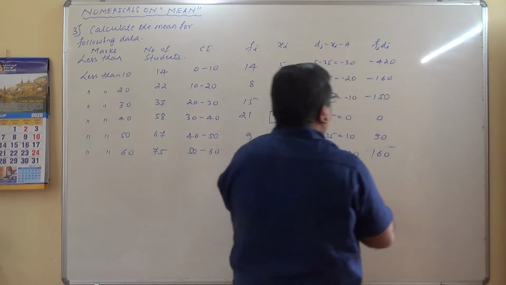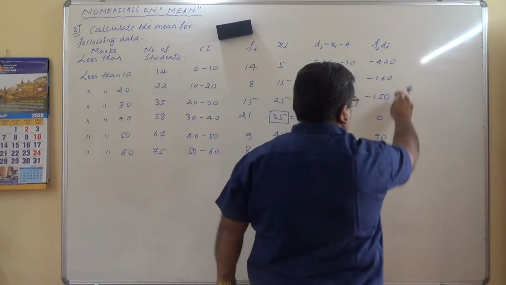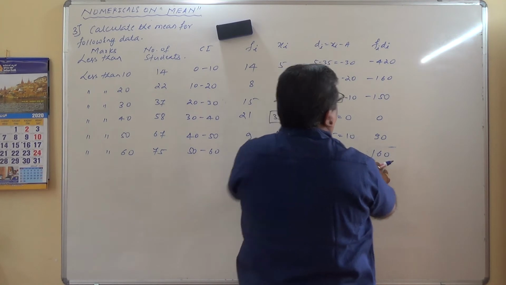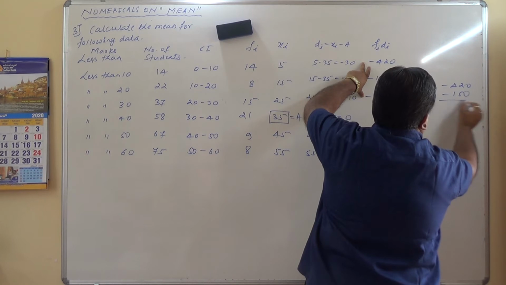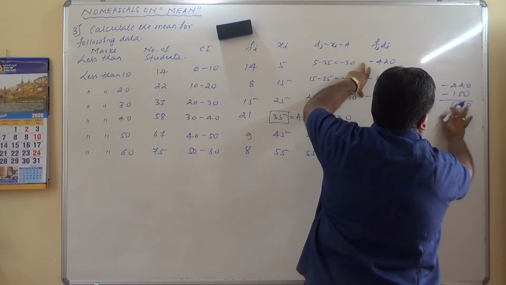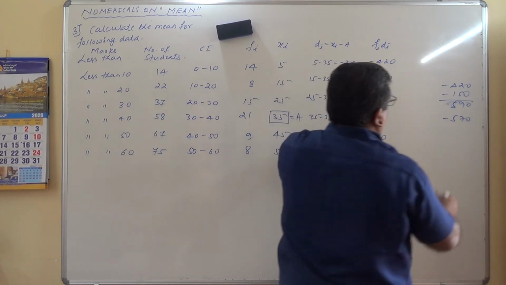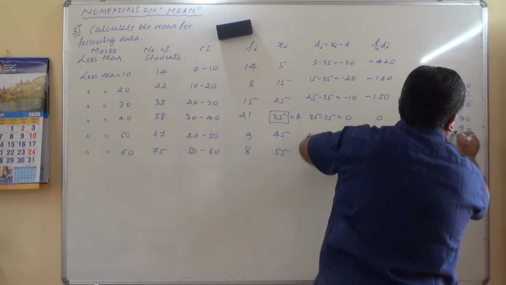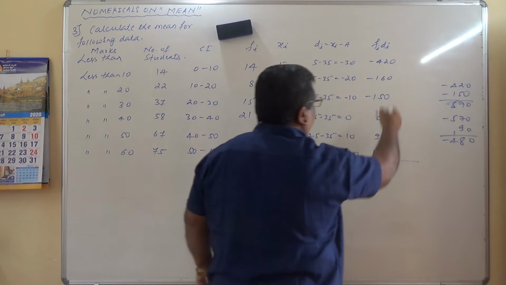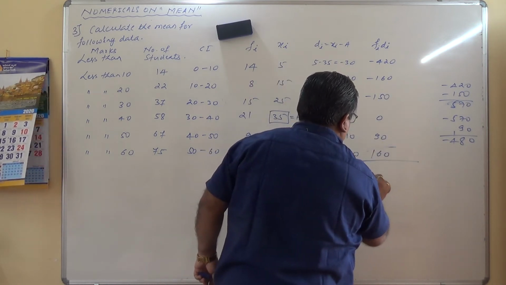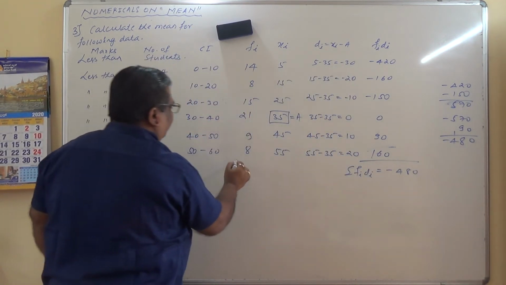So let's do the sum here. This one and this one will get cancelled. So I have to add these two. Minus 420 minus 150 is minus 570, and plus 90 is minus 480. So this is sigma FiDi, which is equal to minus 480, and I require sigma Fi also.